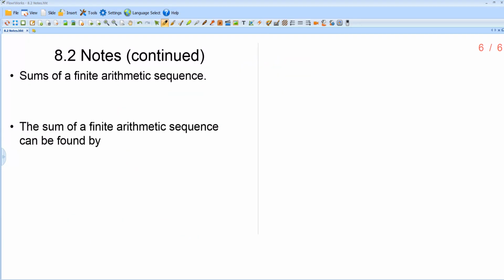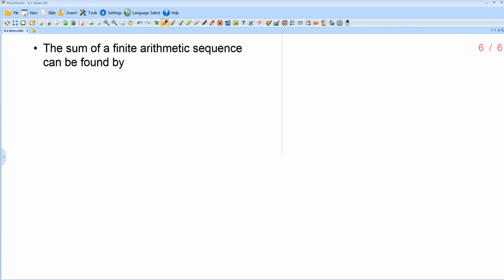All right, we're going to skip the next example and go on to this last slide for us. So just skip a slide, then you have sums of finite arithmetic sequences. So we're talking about a sum of a finite sequence, which means that it's ending, it's not infinite. And we have a formula for that.